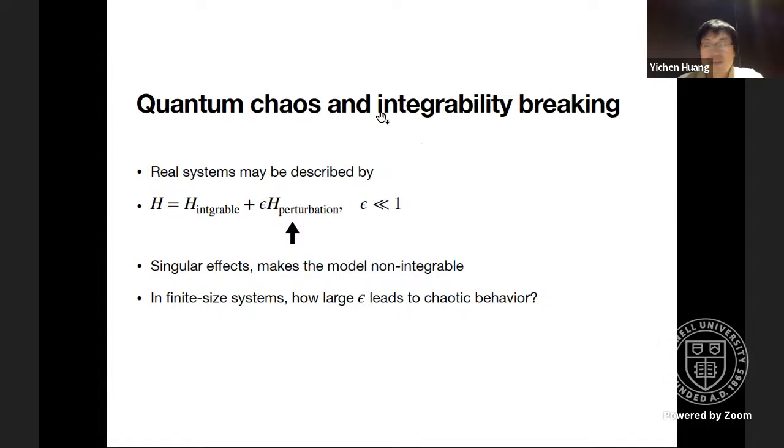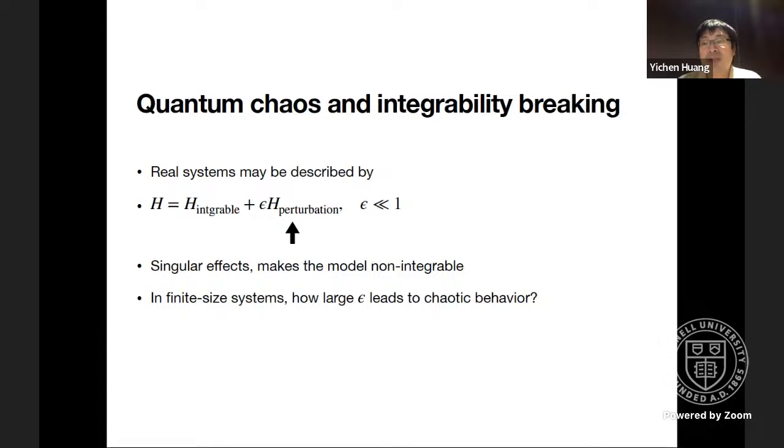And another topic here is about the relationship between quantum chaos and integrability breaking. There is a lot of interest in quantum integrable models, and this is because quantum integrable models allow at least partial analytical solution, or sometimes they can be solved exactly. And these are platforms where we can demonstrate physics in some analytical way or in some mathematically rigorous way.